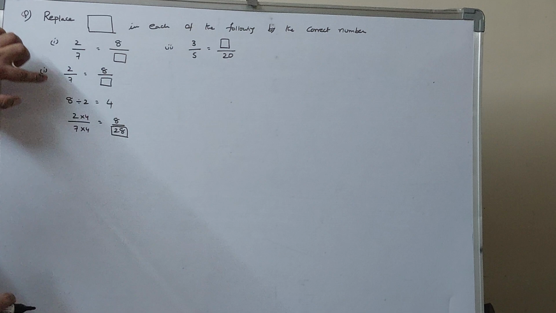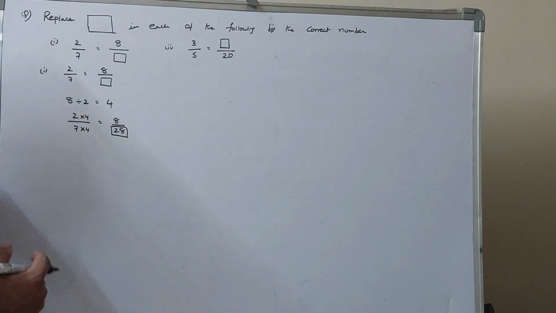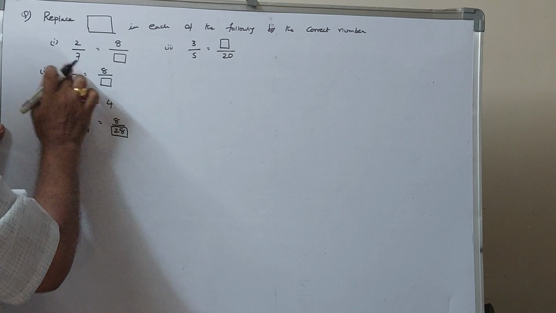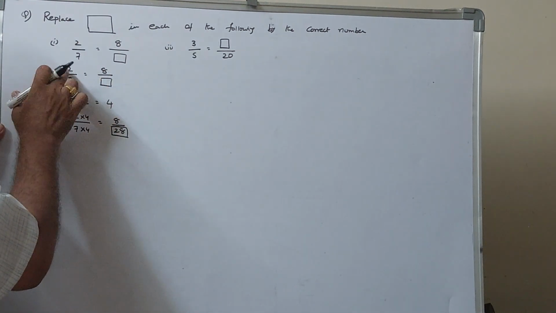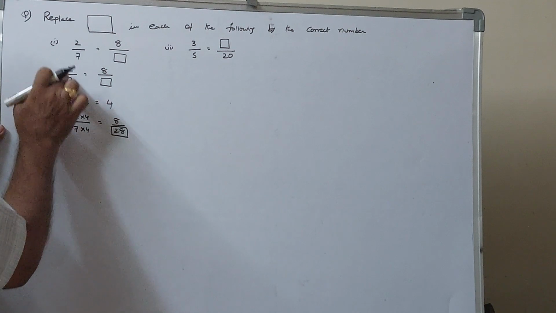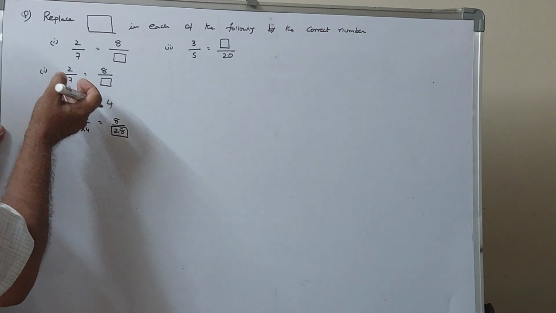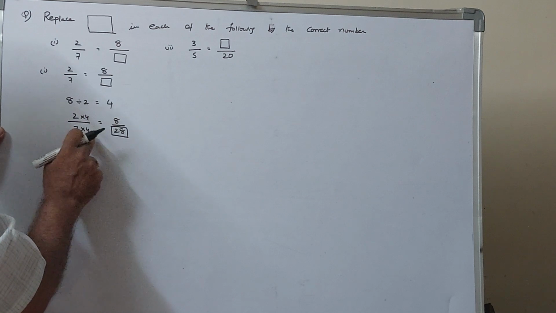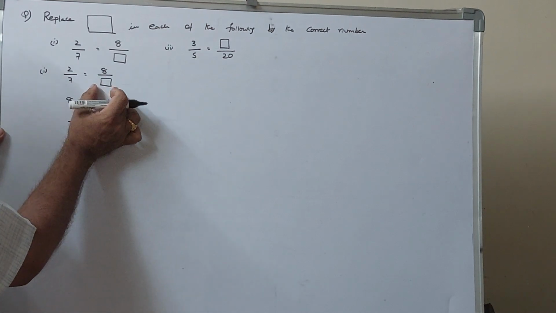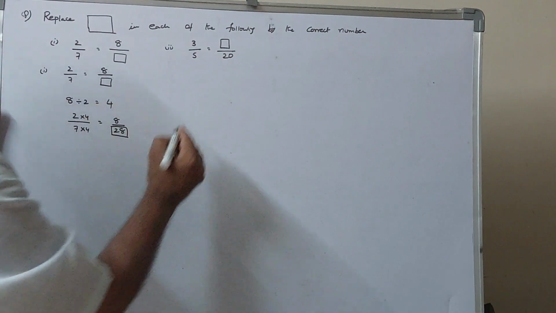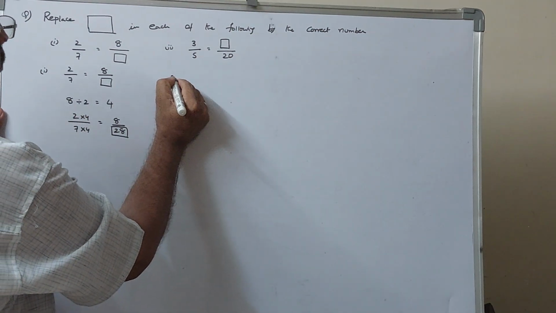You have to divide. You see 2 by 7 is the equivalent fraction, so by what number was it multiplied? 8 divided by 2 means what do you get? 4. So you multiply this fraction 2 by 7, numerator with 4 and denominator with 4. 2 4s are 8 by 7 4s are 28. So in the denominator, 28 is the answer.